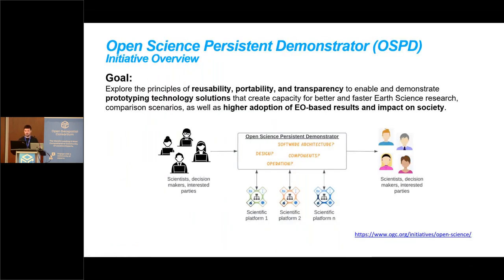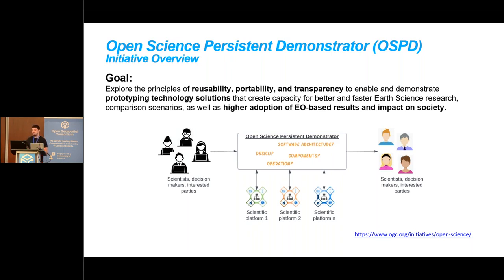So the goal of this Open Science Persistent Demonstrator is to provide a way to explore principles related to reusability, portability, and transparency around the development of prototypes. So basically, before we reach the state of products that are embedded and all that, how do scientists, decision makers even share what they are trying?